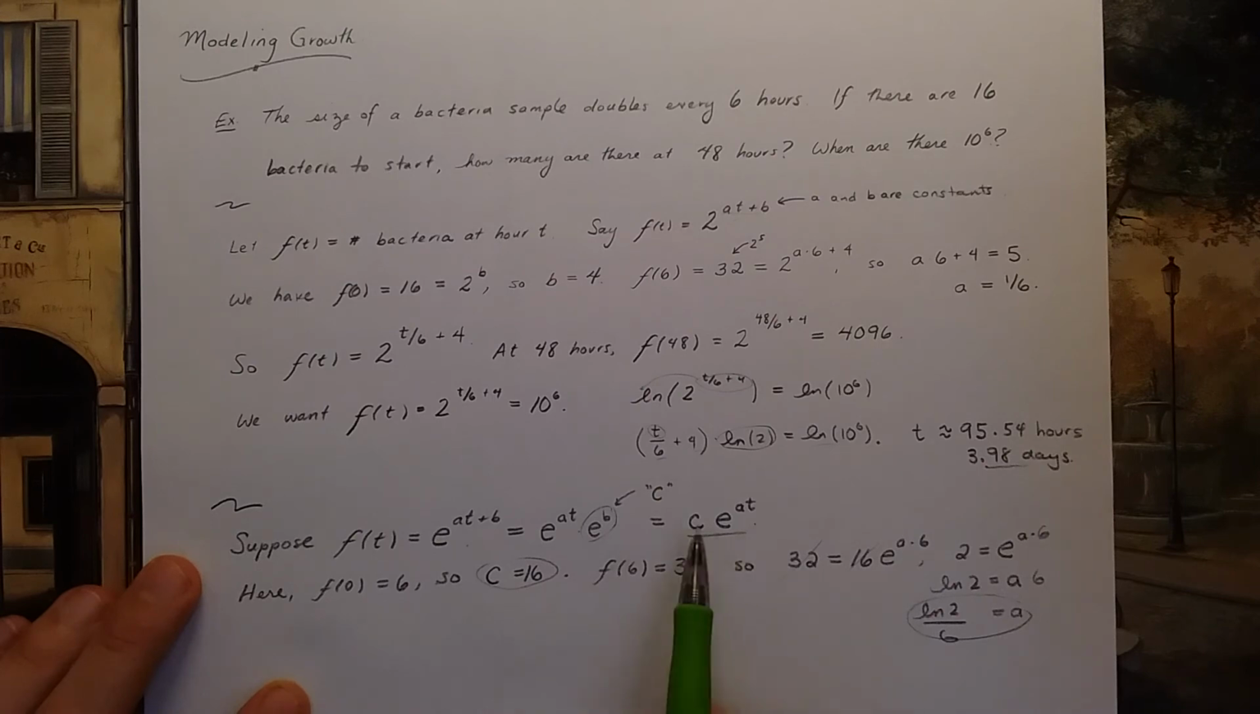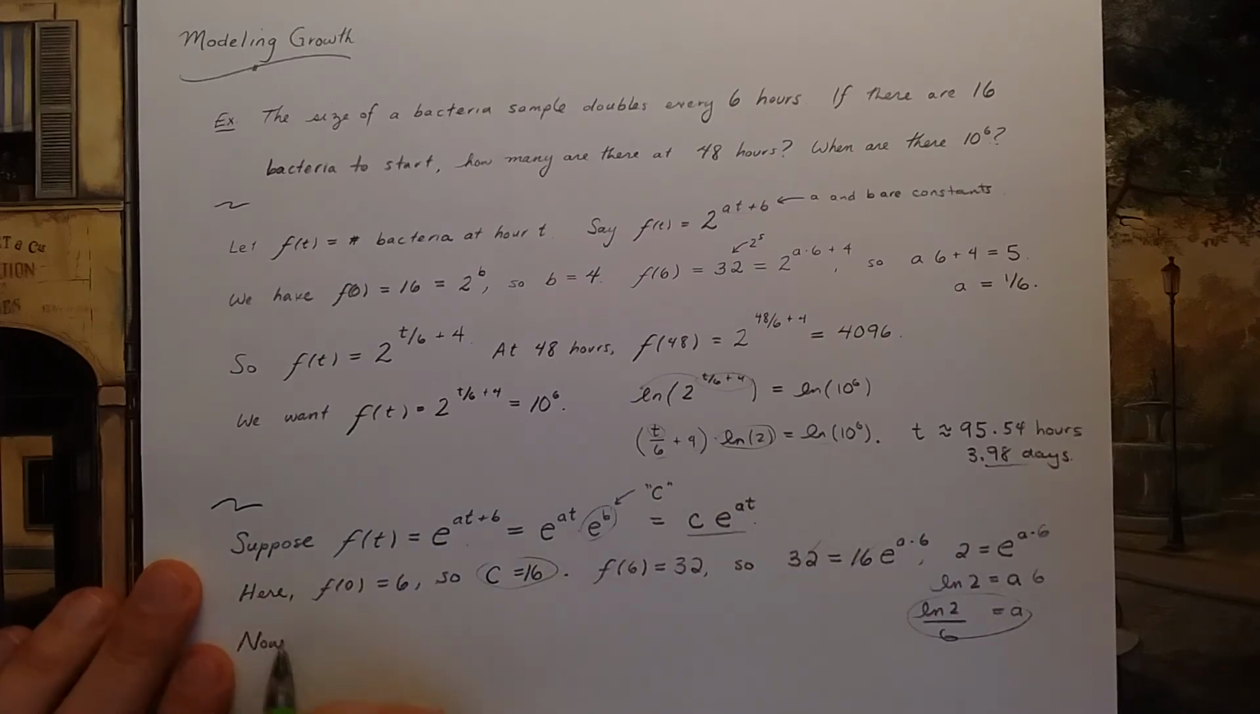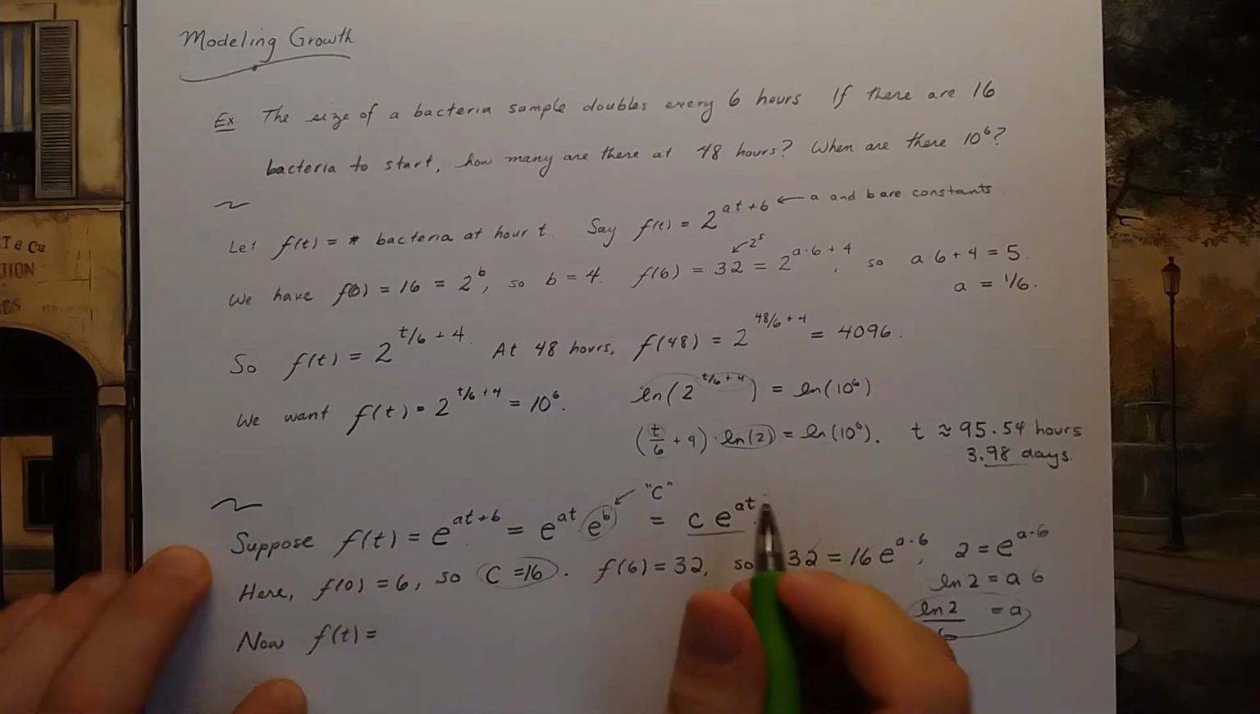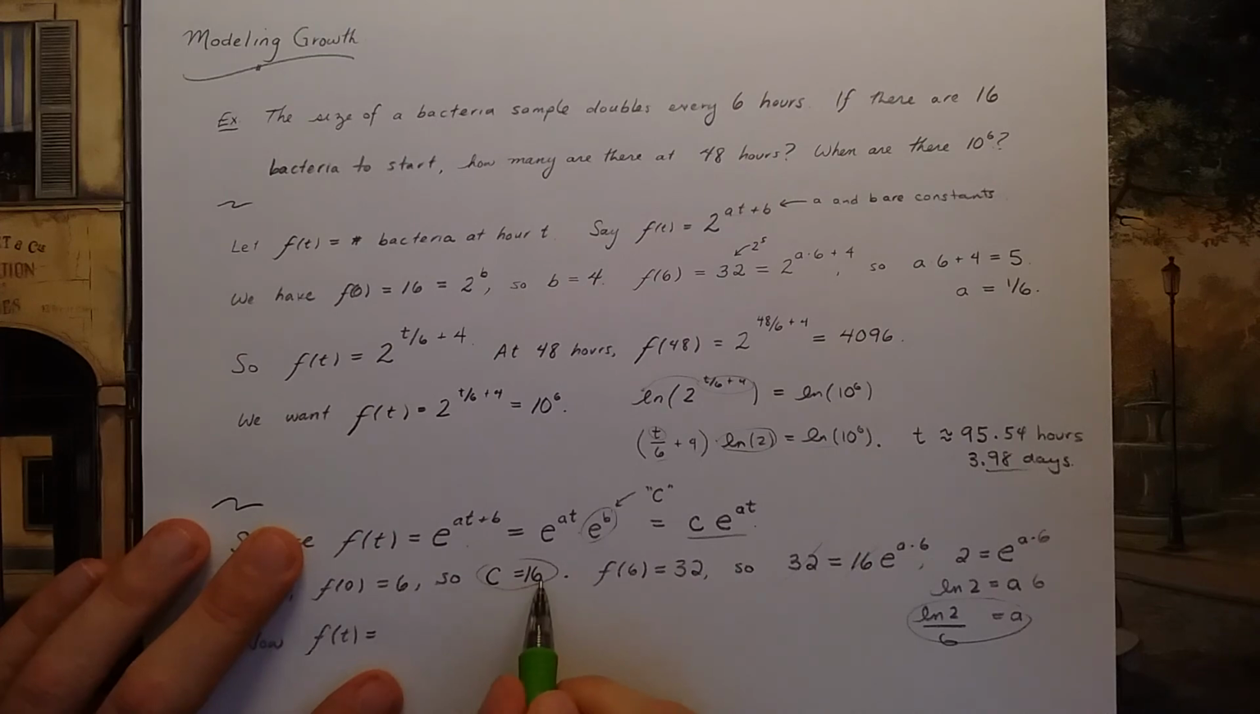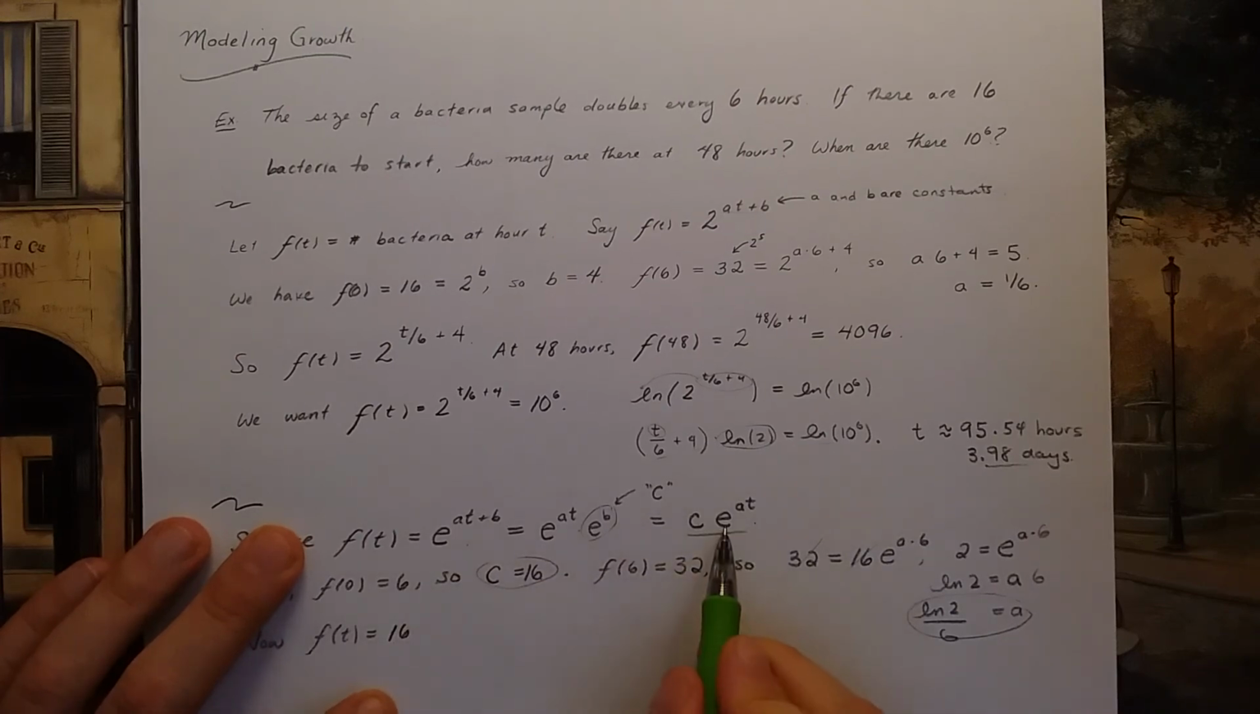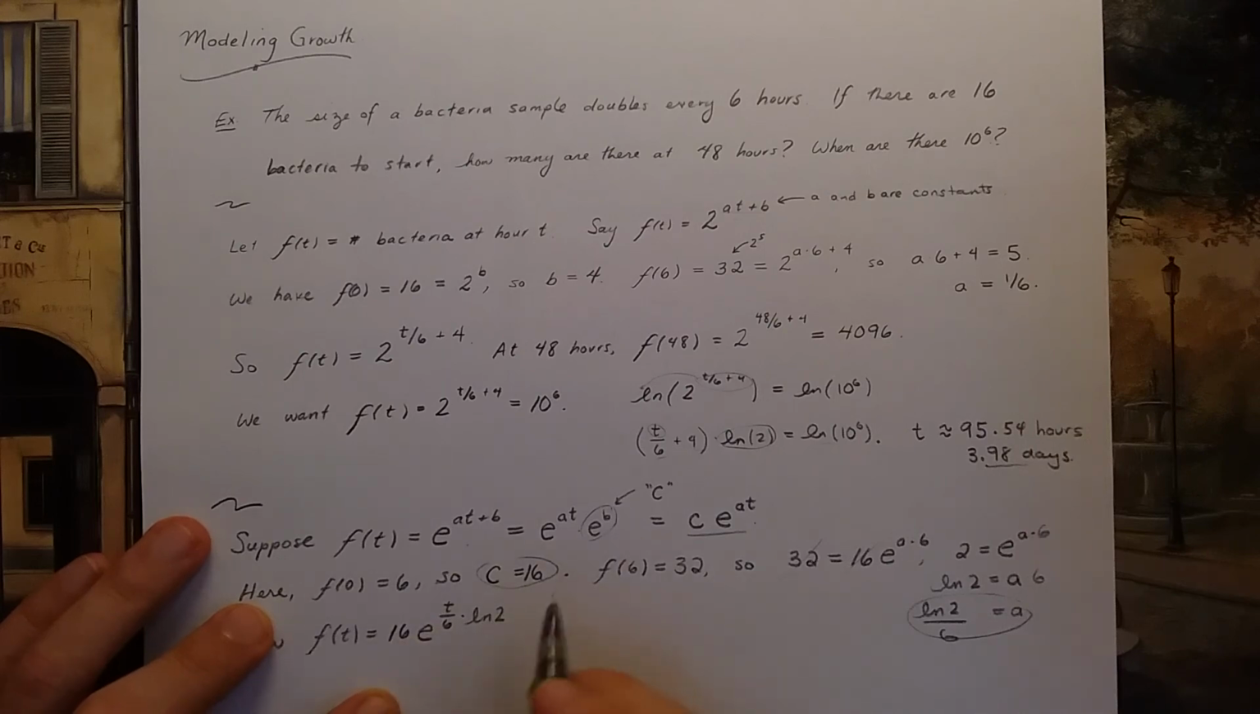Now that I know c and a, watch this. So now what we have is that my function, f of t, is 16 e to the at, where a is this, so e to the t divided by 6 times log 2. That's my model. However, I could use properties of log to make this look a little bit different.